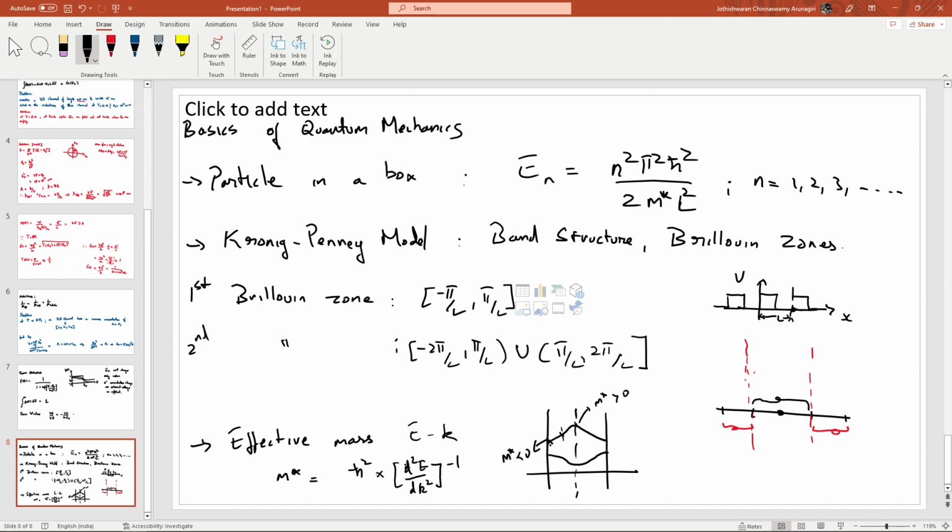Is that clear? Yes, sir. The second derivative is positive at this point and negative at this point. So somewhere in the middle, it is going to go to 0. The second derivative will become 0. At that point, the effective mass is actually infinite.